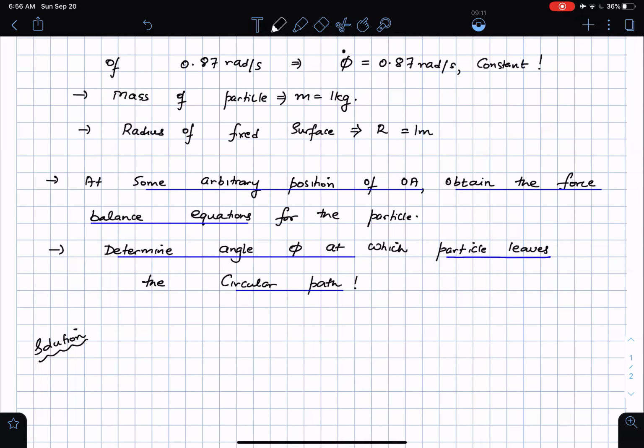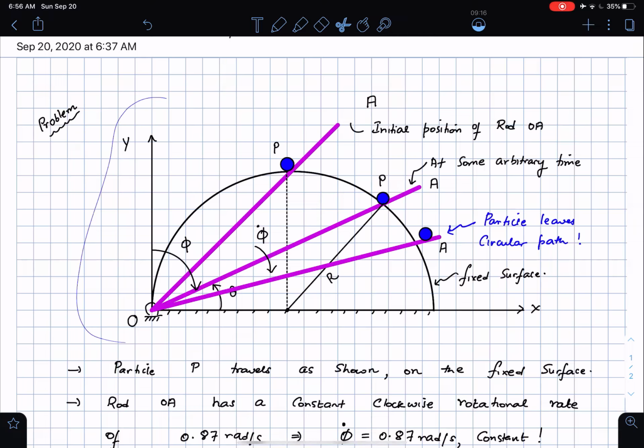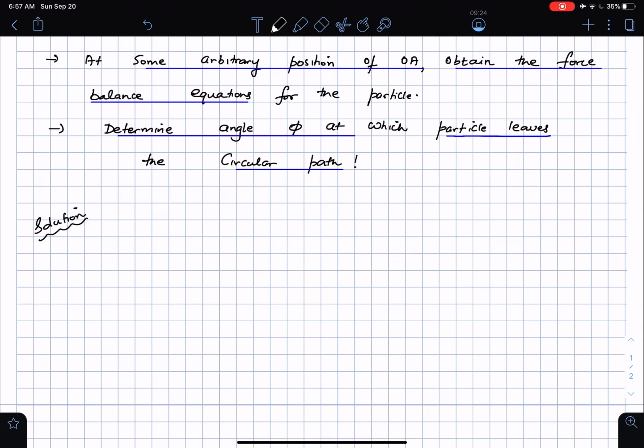In terms of my solution, I'm going to do the following. I'm going to first of all copy this figure down, and I'm going to do some basic geometry. So I'm going to copy this figure, get rid of a lot of things, and just look at it from an arbitrary point. So first thing is look at the situation, look at the particle plus the rod OA at some arbitrary position, and then set up a coordinate frame.